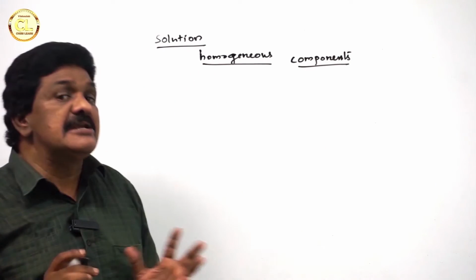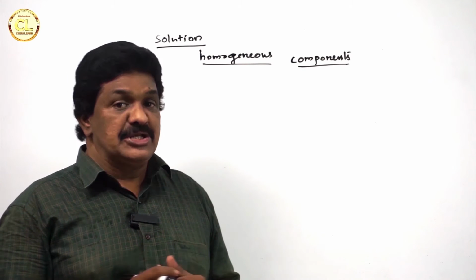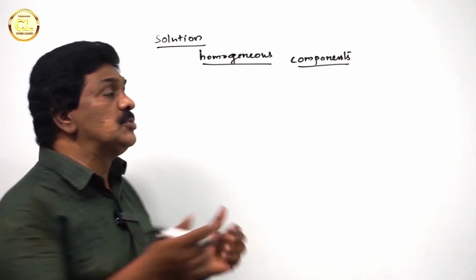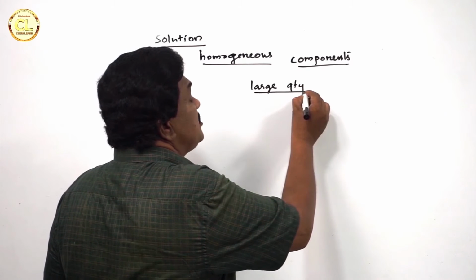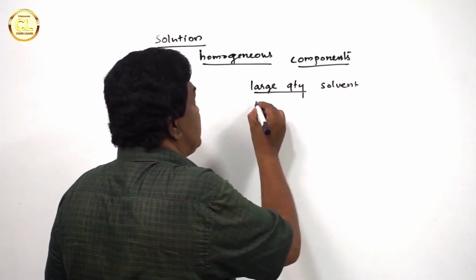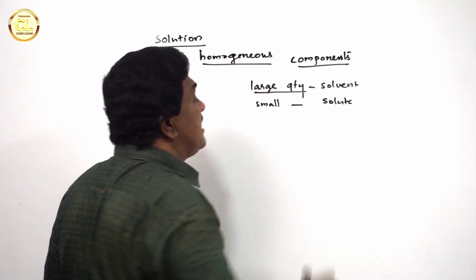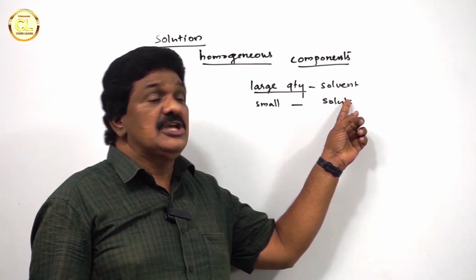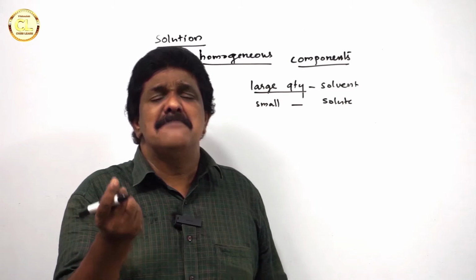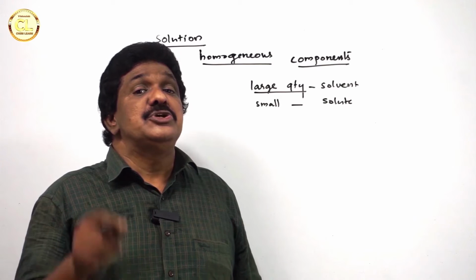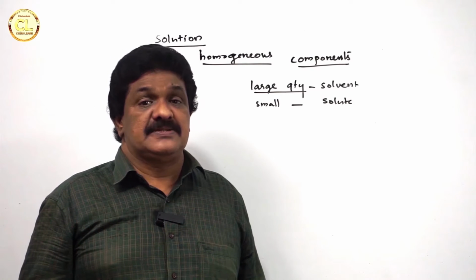The solution containing only two components is called a binary solution. Let us study some binary solutions. In a binary solution, the component that is present in large quantity is called the solvent, and the component present in small quantity is called the solute. When we put some sugar into a glass full of water, sugar is the solute and water is the solvent. The resultant is called a solution.